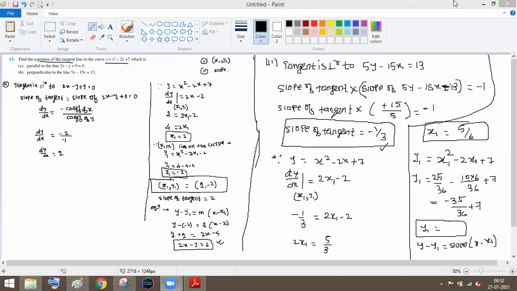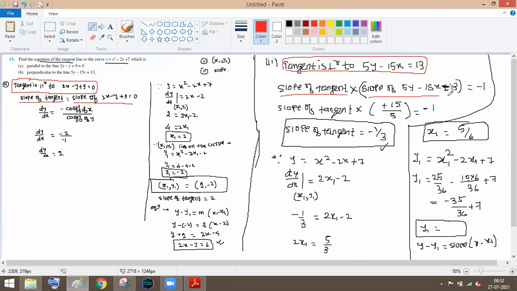Drishti, understood? Yes, sir. So these two concepts are very important. When the tangent is parallel to some line, what will happen? The slope of tangent should be equal to the slope of that line. And if the tangent is perpendicular to some line, in that case the slope of tangent multiplied by the slope of that line should be equal to minus 1. It is always. Okay? So just write it down.